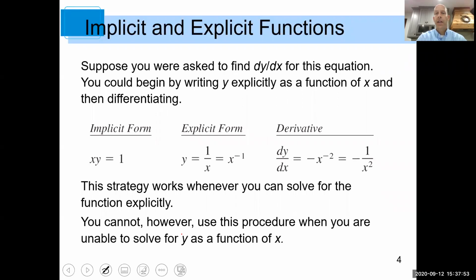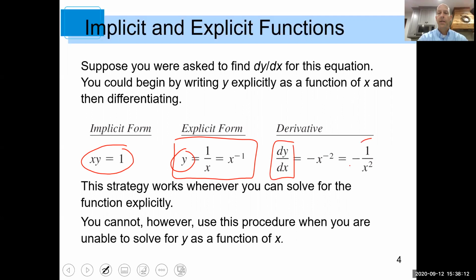Suppose you were asked to find dy dx for this equation, find the derivative. You could begin by taking the implicitly written form of this equation and write it explicitly. In other words, solve it for y, and then everything on the right-hand side would be in terms of x. Then just do your derivative with respect to x, and you'll get your result, which is negative 1 over x squared. This strategy works whenever you can solve the function explicitly.